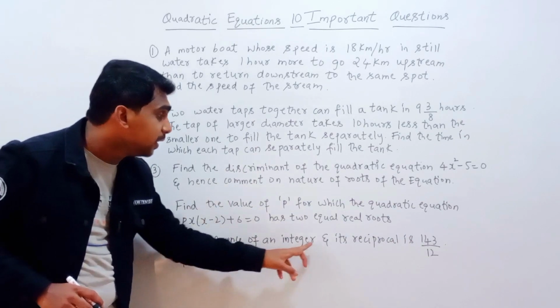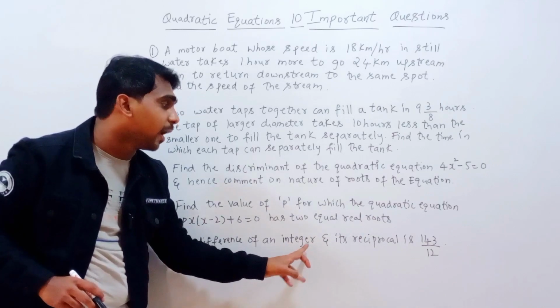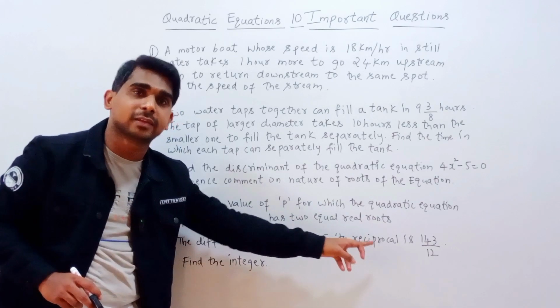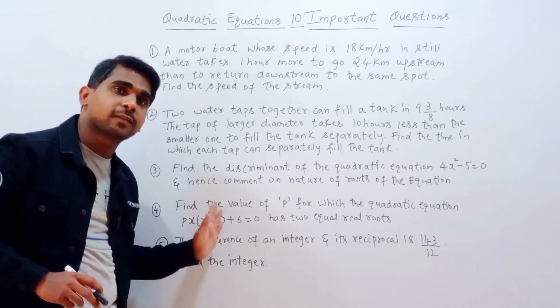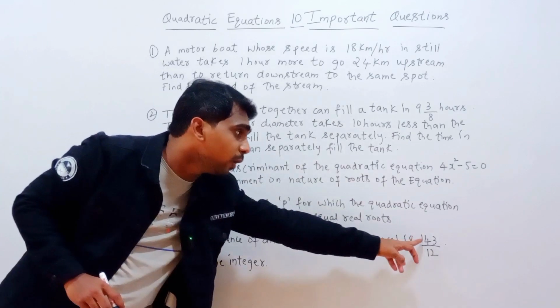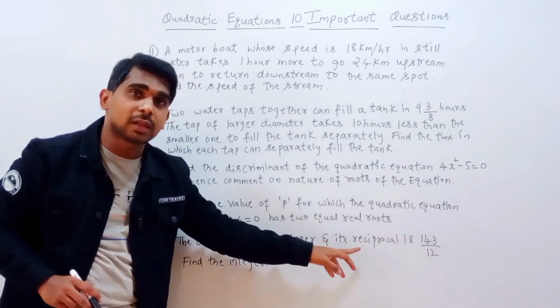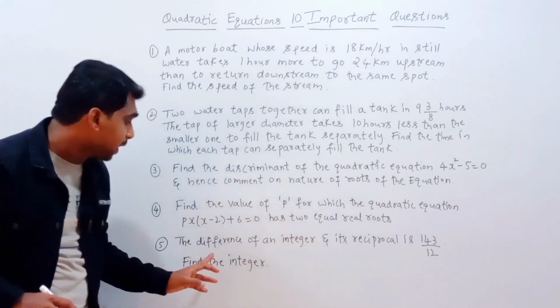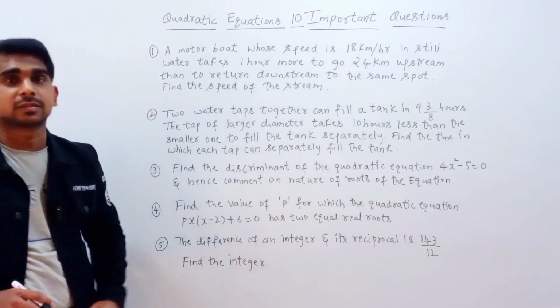The difference of an integer and its reciprocal. Let us take the integer as x and its reciprocal will be 1 by x. Difference means subtract. If you subtract x minus 1 by x, you will get 143 by 12. If you solve this equation, you will get a quadratic equation, and if you solve that, you will get the integer. This question is asked for 3 marks.